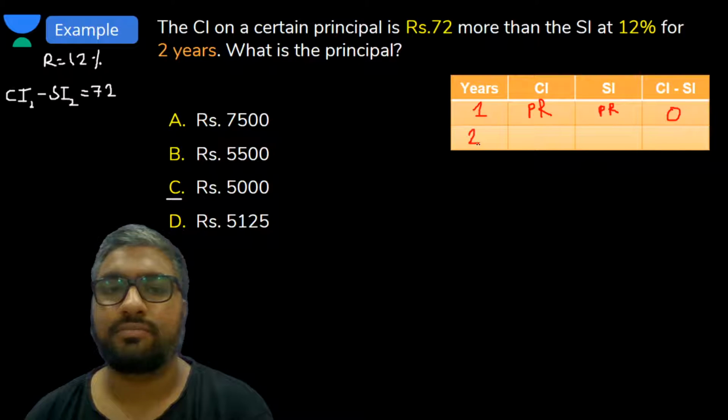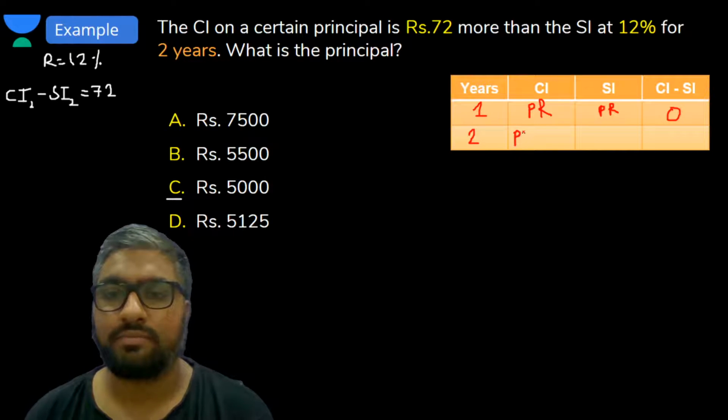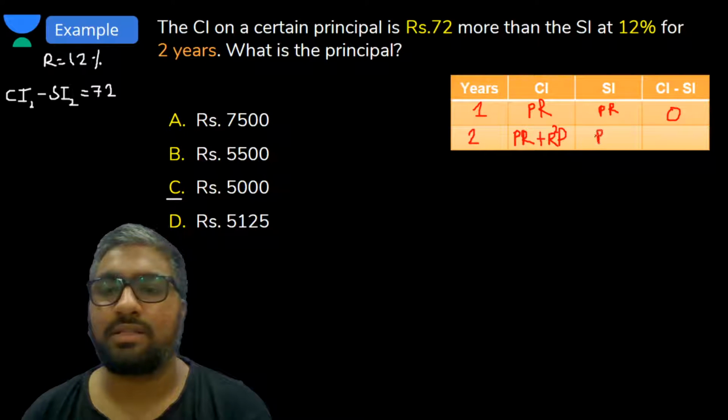Second year, what would happen? P into R plus, so previous year's interest plus R percentage on it. Yes, so R percentage of PR would be what? R square P. Yes, simple interest.